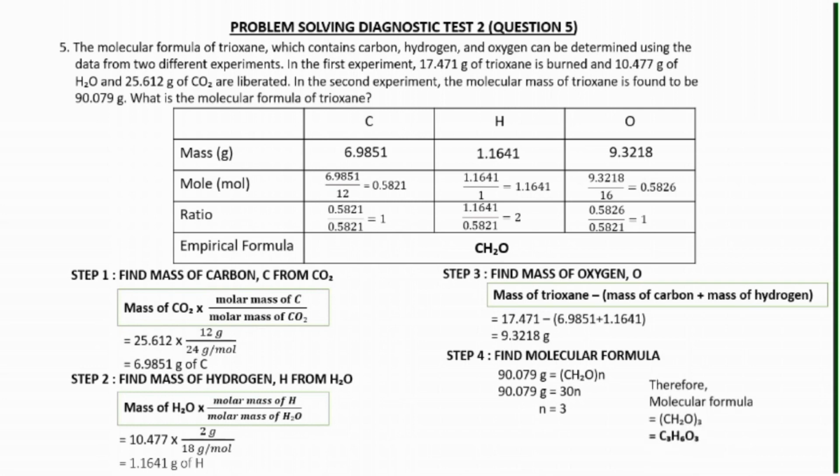Therefore we can find the molecular formula, which is empirical formula times n. So empirical formula CH2O times n, which is 3, and then we get the molecular formula, C3H6O3.